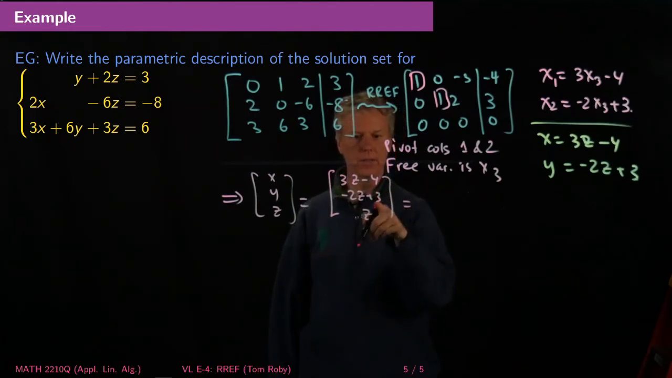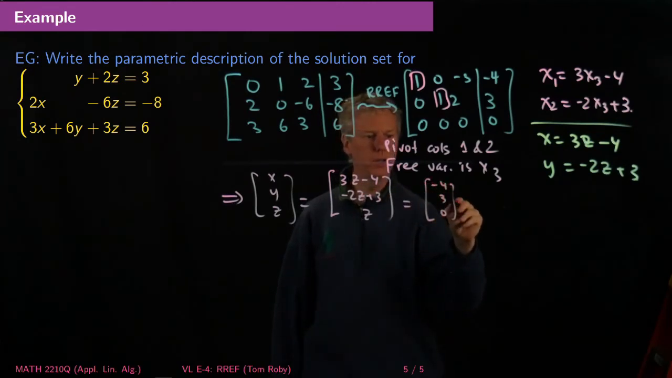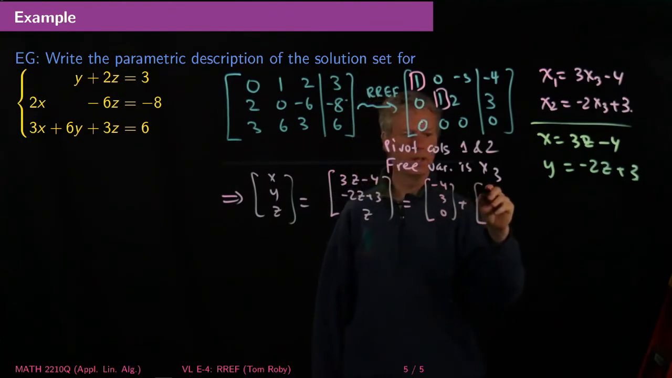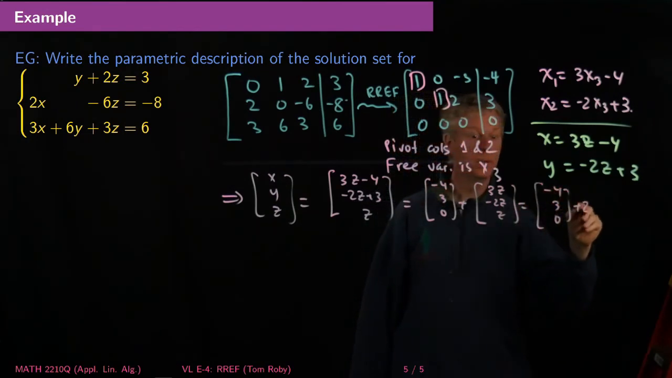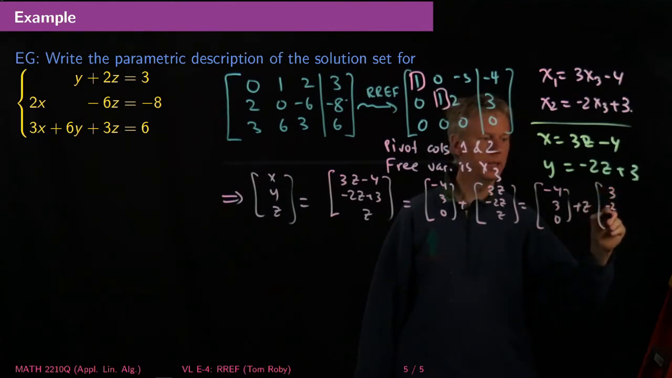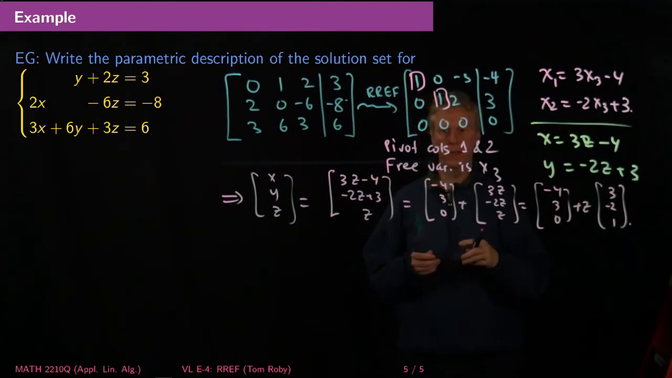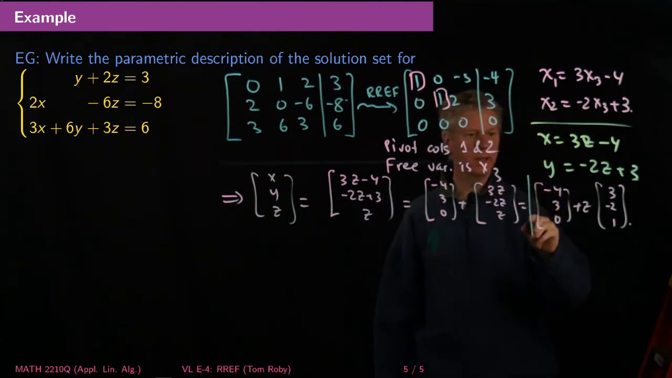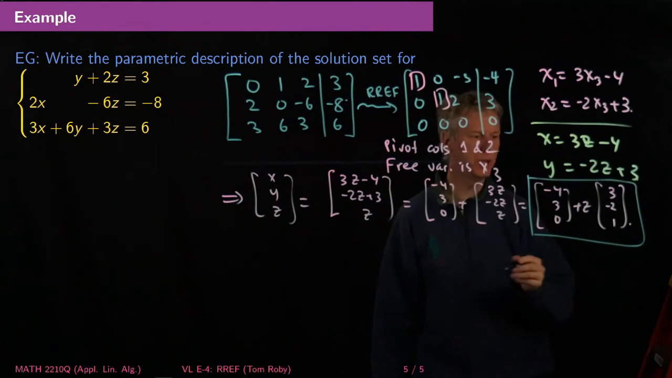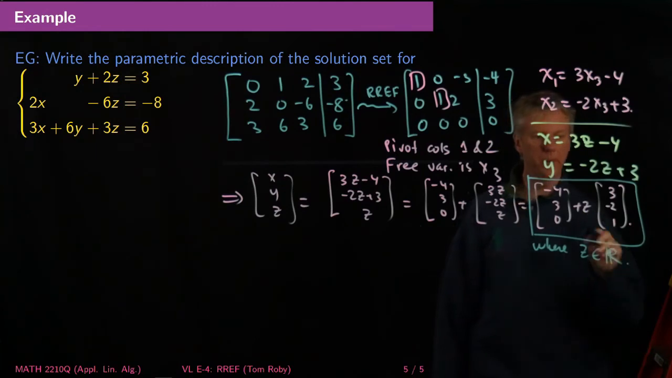And first I guess I'll write this as negative 4, 3, 0. Right? This is just the sum of two vectors. And then 3z, minus 2z, z. And so that's minus 4, 3, 0 plus z times 3, minus 2, 1. Okay? So now, this is what you might call a parametric form of the solution, where z can be any real number that I want.